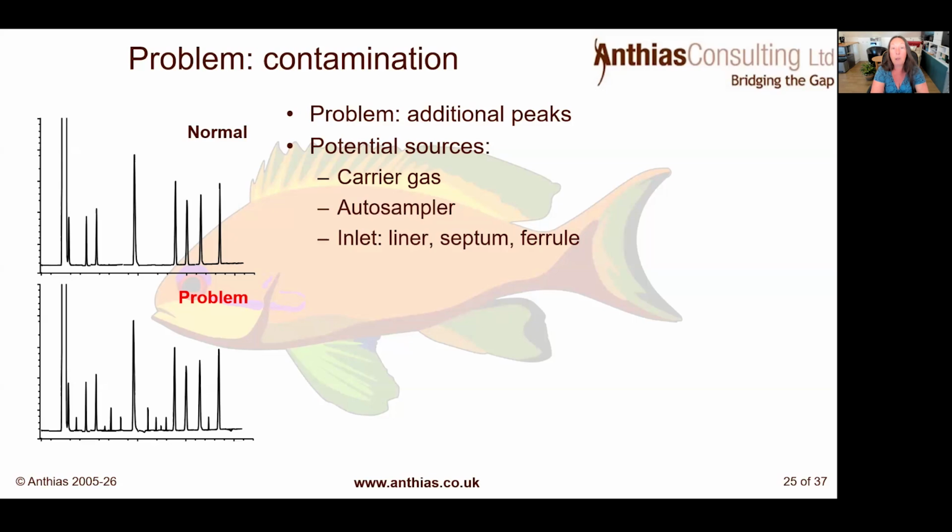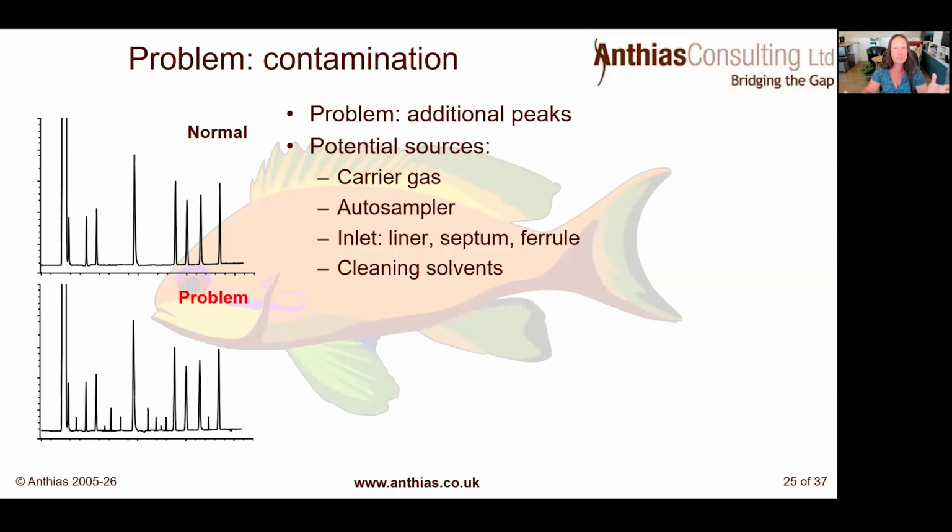So if we've isolated the autosampler and there are still those peaks in there, then the most likely place is going to be the inlet. So we'd do the maintenance of our inlet: replacing the liner, replacing the septum, thinking about trimming the front end of that column, and replacing that ferrule as well. It could be cleaning solvents in there.